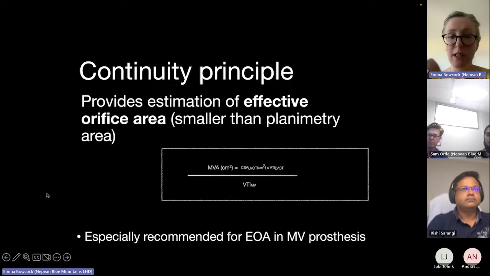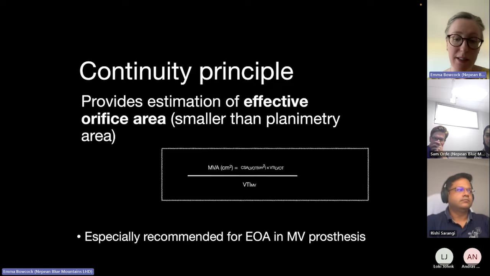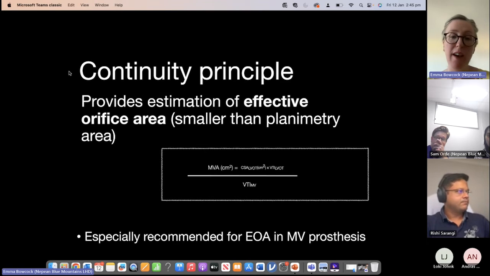Okay, continuity equation then. Another technique that we can use for mitral valve area. As I said, this is recommended in mitral valve prostheses, where we shouldn't use pressure half time to calculate mitral valve area. It's the continuity equation that we're familiar with now: mitral valve area equals the cross-sectional area of your LVOT times the VTI of your LVOT over your mitral valve VTI. It provides an estimation of your effective orifice area, which is often smaller than the anatomical orifice area. That's the same principle as in aortic stenosis as well.